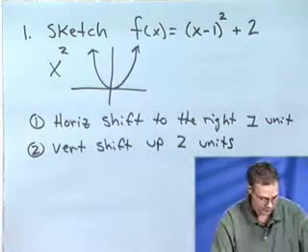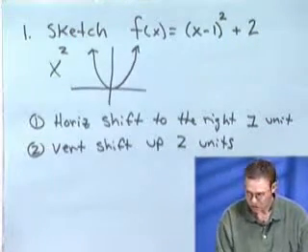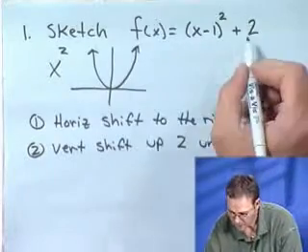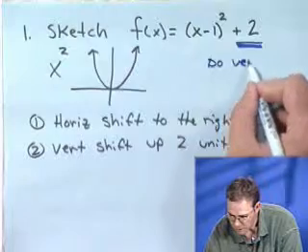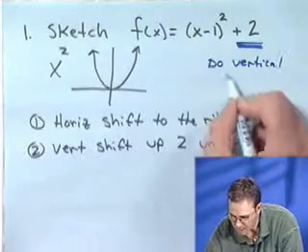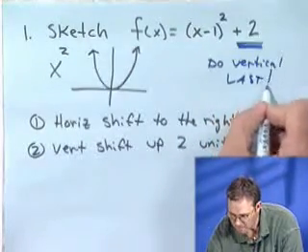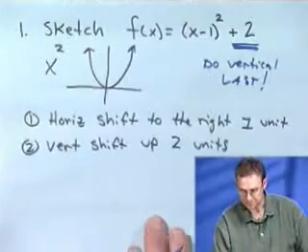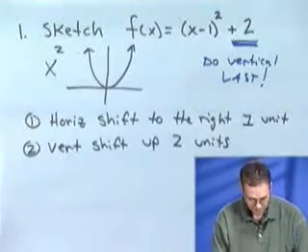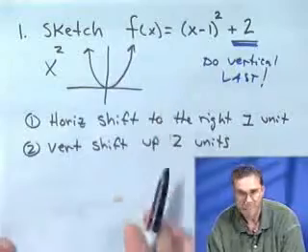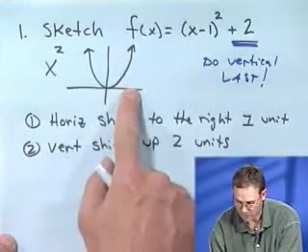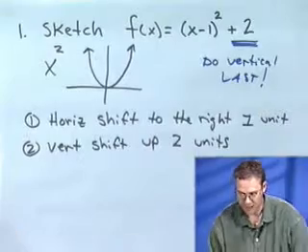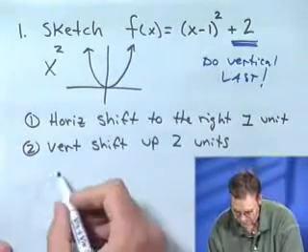Now, it's very important that when we have several shifts going on at one time, we always do the vertical last. Okay? Let's just remember that. All right. So what I'm going to do, we're going to start with x squared. And the first thing we're going to do is we're going to shift x squared to the right. And then we're going to shift it up 2. And we'll have our function.